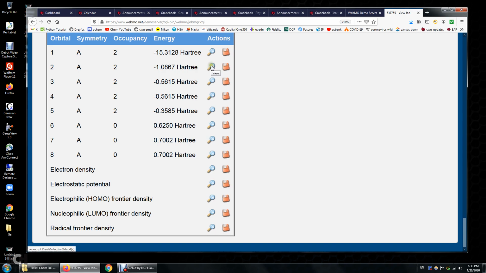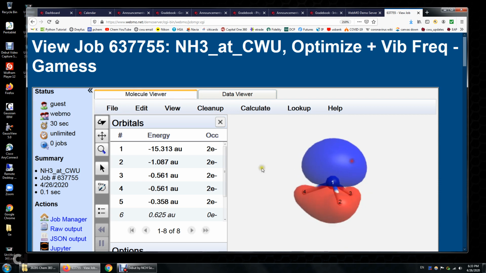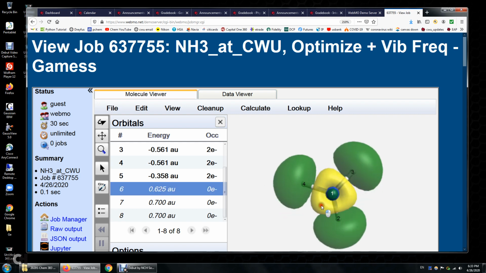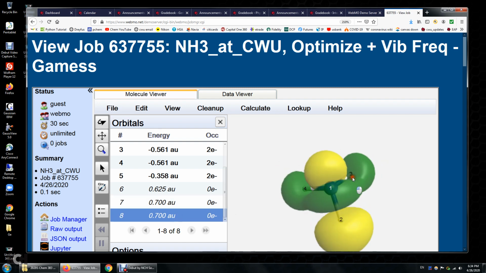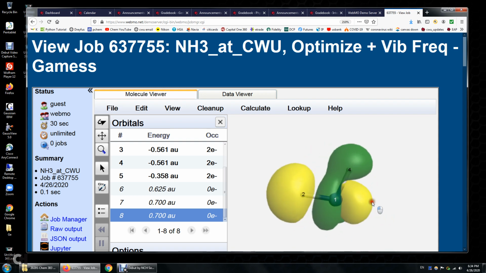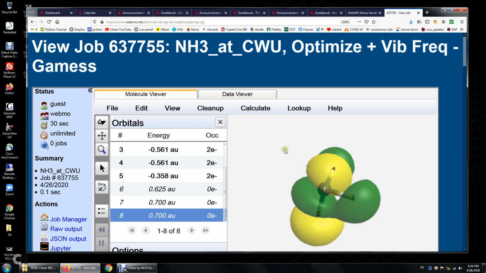We can take a look at the HOMO. So this is HOMO. And we can take a look at the LUMO. So this is LUMO. If you look at LUMO, we have three nodes. 1, 2, 3. LUMO plus 1. Again, we see nodes here. 1, 2, 3. But this node comes from the 2p orbital of nitrogen. Another LUMO plus 1. There's one nodal surface here. There's another nodal surface here.